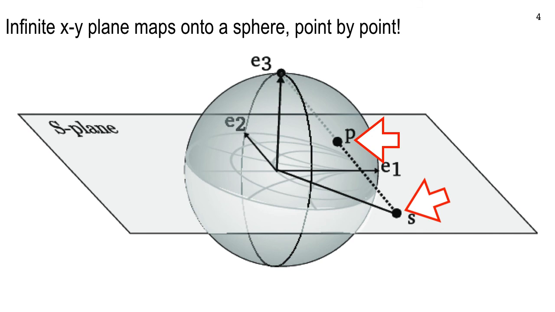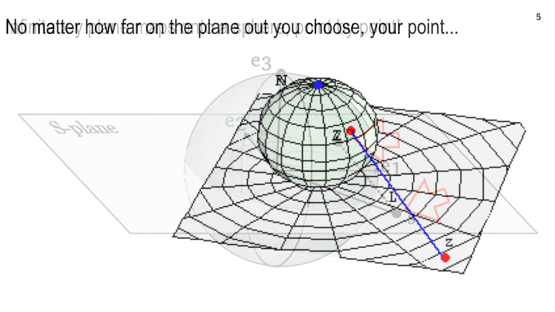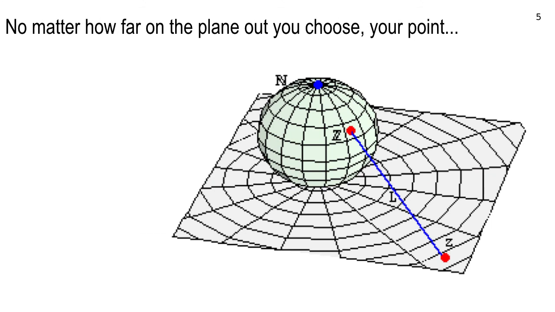And these 2 points are unique. Point S will only go to that point P on the sphere, and that point P on the sphere doesn't match up to any other point. If you do this procedure of drawing, here's another one, a straight line from the North Pole, and this one has the sphere sitting on the plane, a slightly different projection.